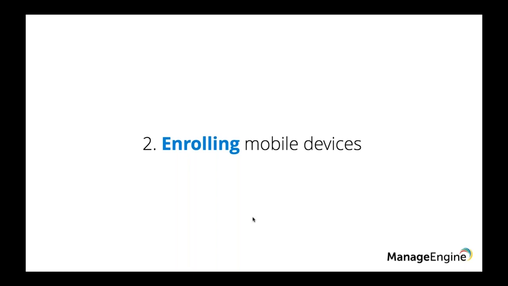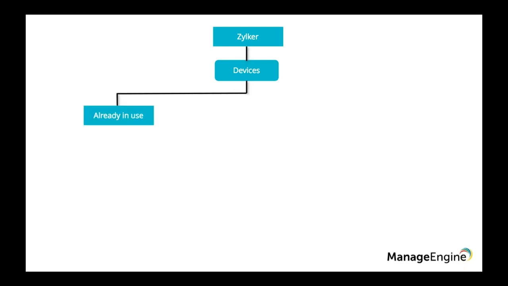Assume I am an IT administrator of a fictitious organization, Zilker, with a predominantly mobile-only workforce, and now I've decided to use MDM for managing these devices. But there is a little problem here. Since this organization has predominantly been mobile-only, there are two categories of devices right now. One is the devices that are already in use, which have been handed over to the employees and are already a part of the existing workforce.